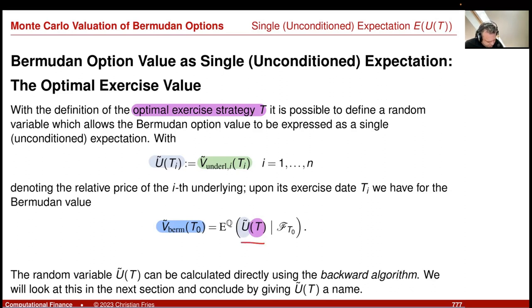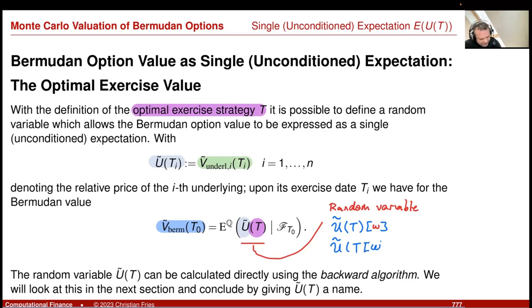So this here is a random variable. Okay, so what random variable is it? You have U tilde of capital T. This is my claim, it's a random variable. So I plug in an omega. So this is then U tilde at the time T evaluated on this sample path omega. So this means: take the underlying that you have at the corresponding exercise time, because this here is some of these TIs, some TJ. But then this object here is still a random variable. Then you have to apply the omega.